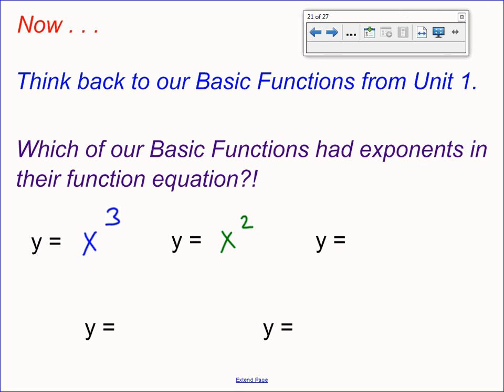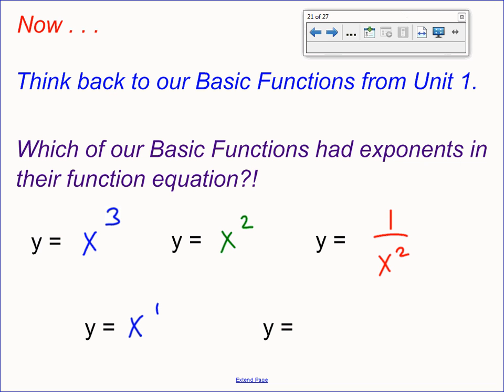Carson? Inverse squaring function. Yeah, our 1 over x squared had exponents. Good. Others? What about our identity function, our second one? Isn't it y equals x? What's the invisible exponent on this function? 1. And so our identity function is actually an odd power function. Its exponent is 1. And so that is a function definition that involves exponents. Any others?